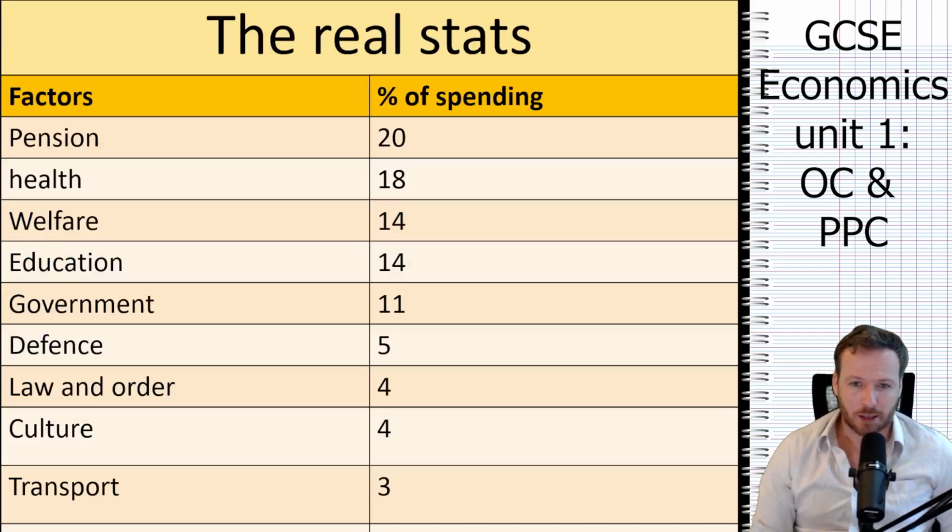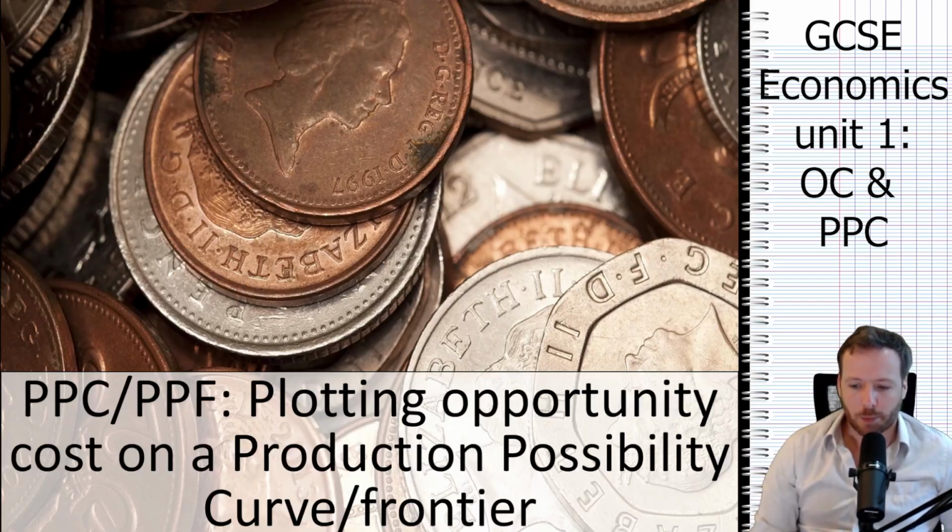Here are the real stats then, as we can see. Very, very interesting spread in the UK. And everything has an opportunity cost. Because 20% is going on pension, that means healthcare, welfare, education, defense, all of that is sacrificed in aid. Right, let's see how we can plot these on a graph.